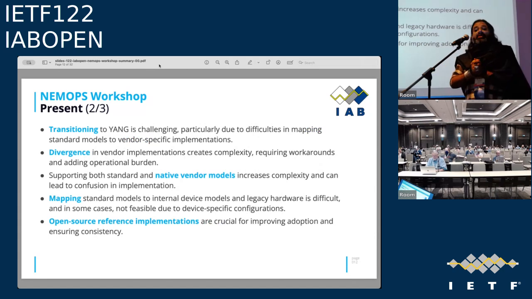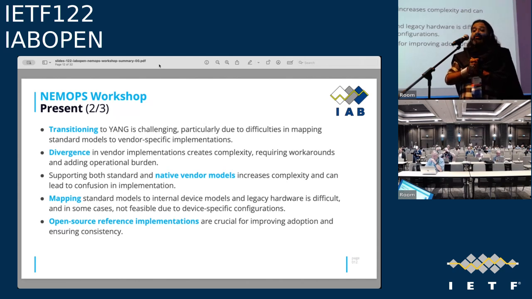Some of the issues that were highlighted: transitioning is very hard. We saw that every time we come up with a new technology, the famous example being IPv6, we forget how we are going to transition to it. And here also many people identified that transitioning to Yang remains a challenge. We need easier ways to identify how to do that.